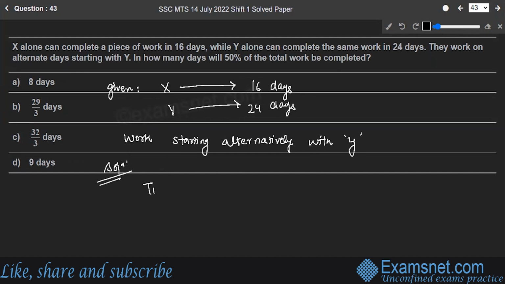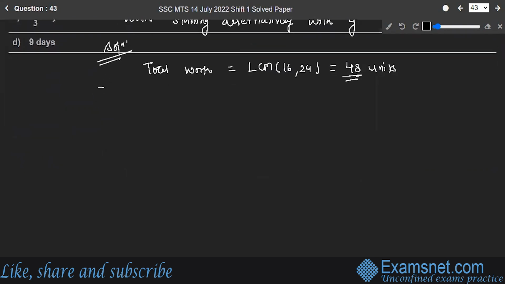Let's start. First of all, what is the total work in this case? Total work is the LCM of 16 and 24, which is equal to 48. So the total work is 48 units. In the question, it is said they work on alternate days. In how many days will they complete 50% of the work? 50% of 48 units is equal to 50 upon 100 into 48, which is equal to 24 units.